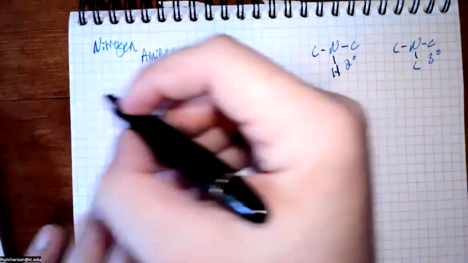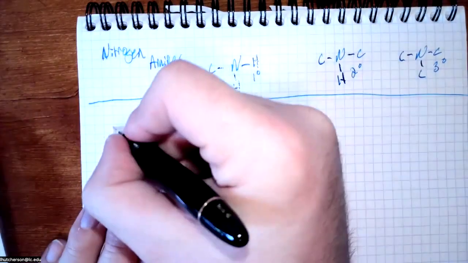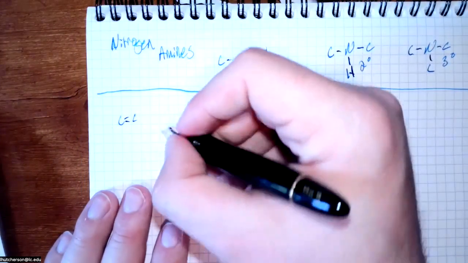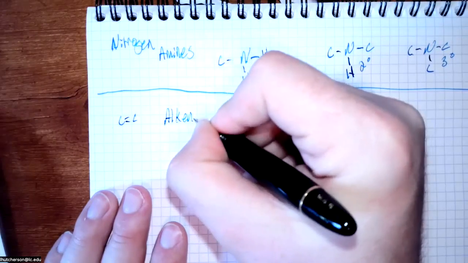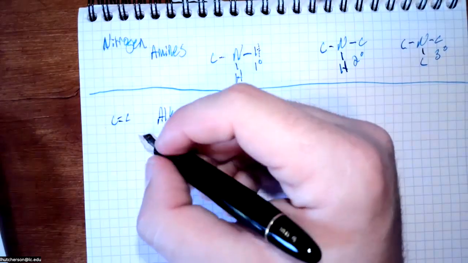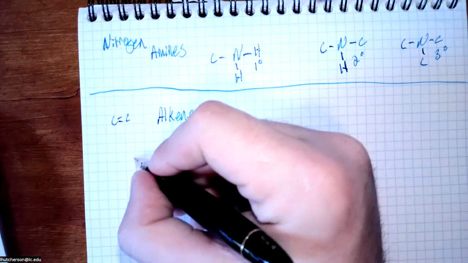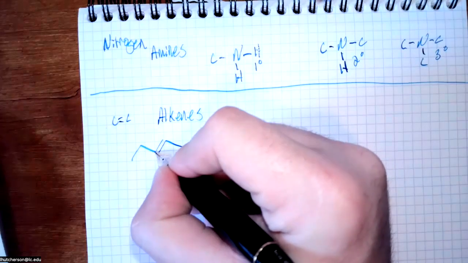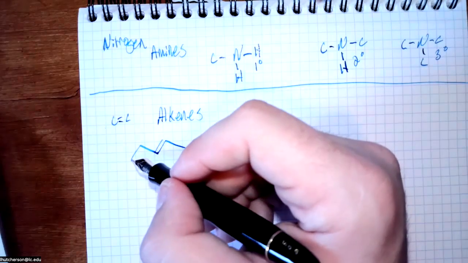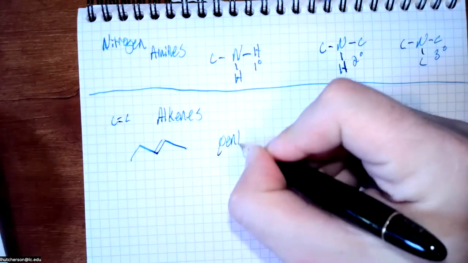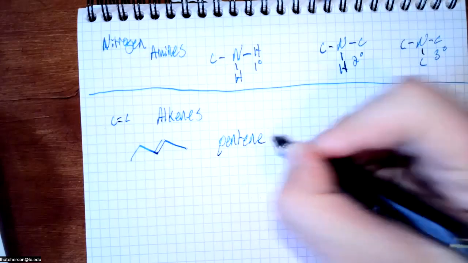Now, let's look at our carbon-carbon double bond functional groups. All right. These are called alkenes. Alkenes we name very similarly to alkanes, but there are some peculiarities to them. All right, 1, 2, 3, 4, 5. This would be pent, but because it's an alkene, we end it in -ene.